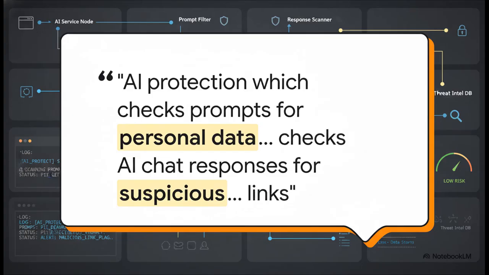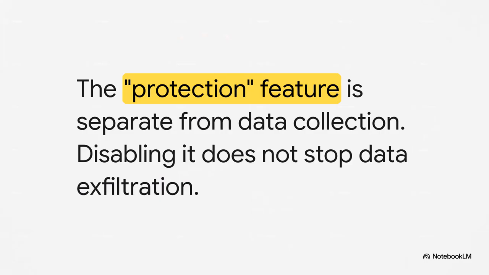And here's how they sell it. The extension is marketed with this feature called AI protection. It sounds great, right? It supposedly checks your prompts for personal data and scans AI responses for shady links. It's all framed as a security benefit for you, the user. But here's the catch. That protection feature is completely separate from the data collection. The data harvesting is not tied to it at all. So even if you find a setting to disable the protection warnings, it does absolutely nothing to stop the data exfiltration. That continues to run no matter what.